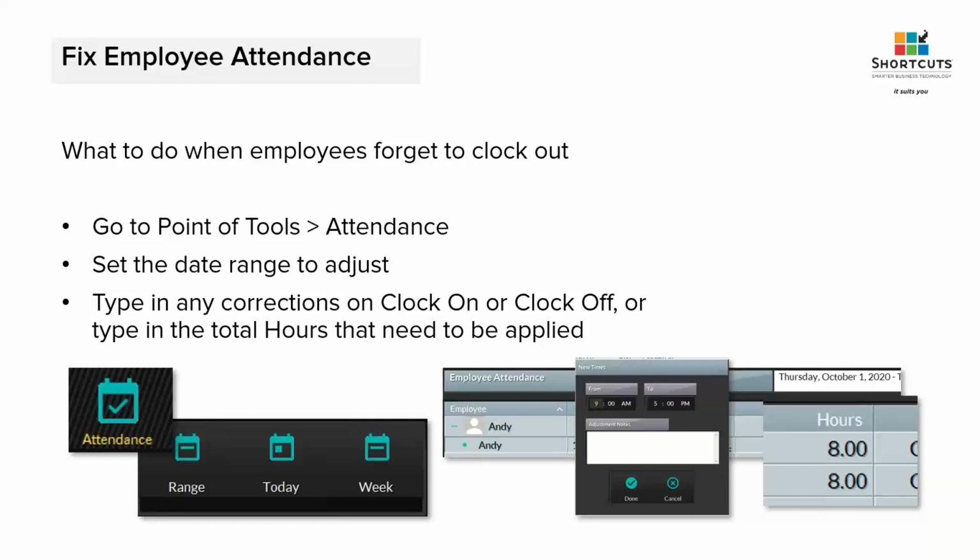And then you're going to tell Shortcuts what date range you want to look at. Do you want to look at this week, last week, or the past 2 weeks? Find the error, and there are several ways to fix it. You can tell Shortcuts the actual clock in or clock off time for that employee, or you can just type in the total number of hours that need to be applied for that day. 7, 8, 9 hours, whatever it is, you can just round up and type in a number there.